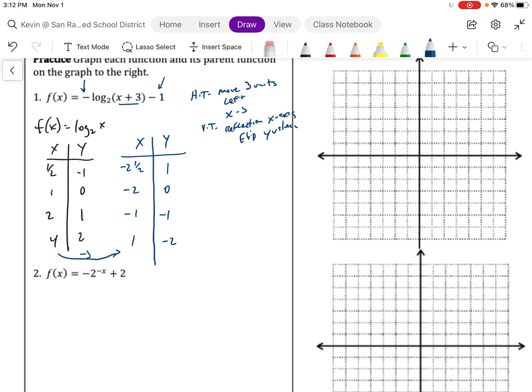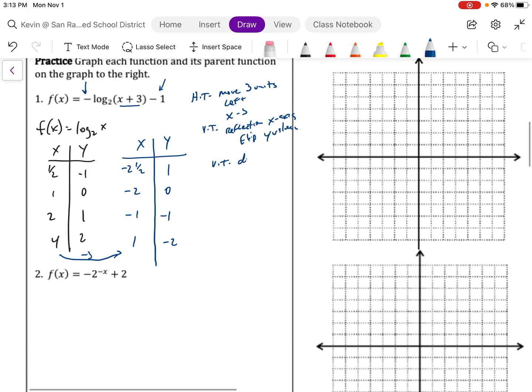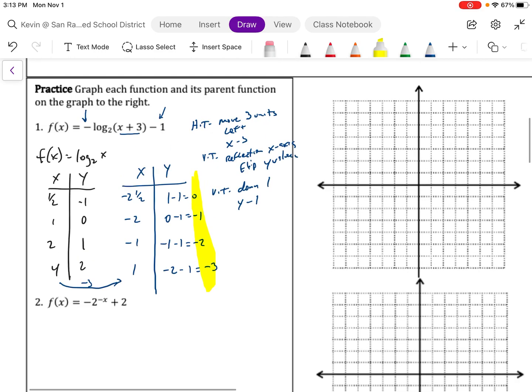And then our third transformation is this -1, so we're going to go down 1. So the vertical translation is down 1. We're going to take our y values and subtract 1 from them, after we have flipped them. So 1 minus 1 equals 0. 0 minus 1 equals -1. -1 minus 1, -2. And -2 minus 1, -3. So these are now our y values. All right. These are the x values we're going to use.